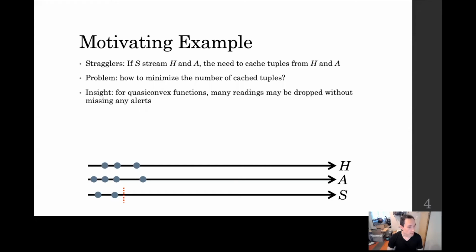It'll have to cache all the tuples still flowing in from streams H and A. The longer S stays down, the more tuples the data stream management system will have to store. With enough tuples, the data stream management system might run out of memory. It might completely fail. We're now going to illustrate how the insight for quasi-convex threshold functions will allow us to limit that state saving or that state storage.